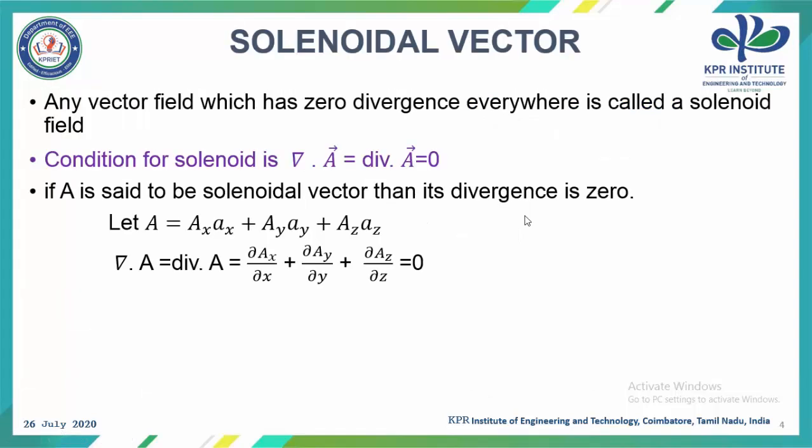What is solenoidal? Any vector field which has zero divergence everywhere is called a solenoidal field. The condition for solenoidal is del dot A equal to 0. That means the divergence of the vector is 0. If A is said to be a solenoidal vector, then its divergence is 0. Let us take Cartesian coordinates, the vector A equal to Ax ax plus Ay ay plus Az az. If the divergence of this results in 0, then you can say that the vector is a solenoidal vector.